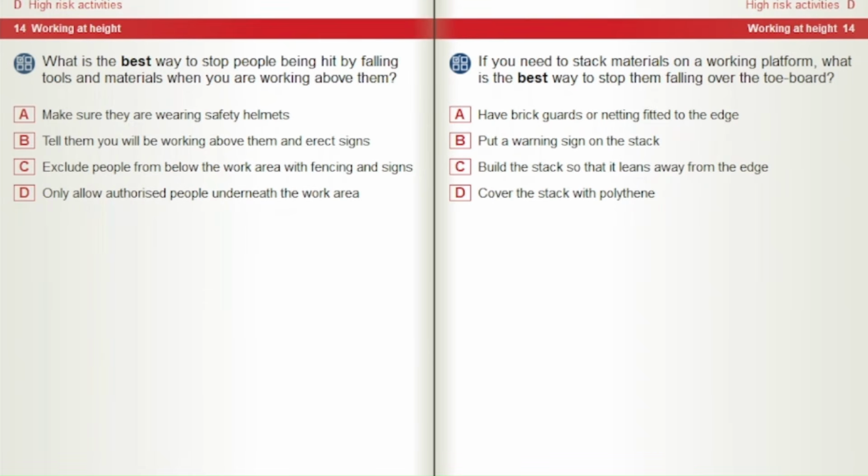What is the best way to stop people being hit by falling tools and materials when you are working above them? Make sure they are wearing safety helmets. Tell them you will be working above them and erect signs. Exclude people from below the work area with fencing and signs. Only allow authorised people underneath the work area.